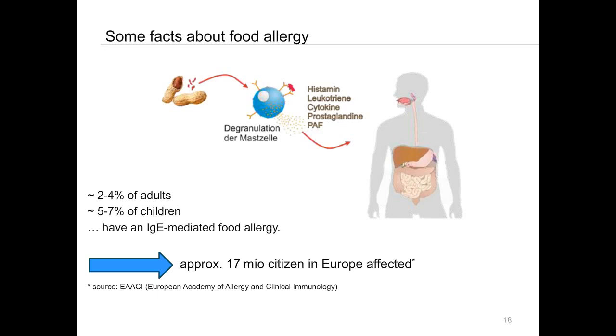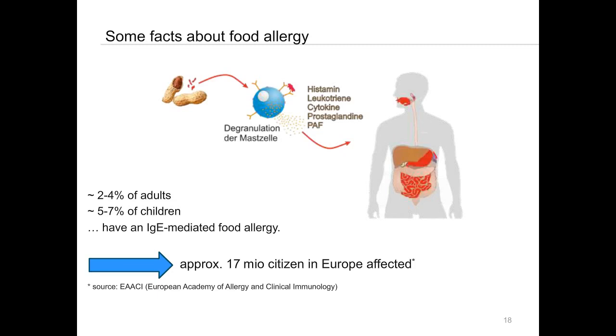And once you are sensitized against a specific food, peanut for instance, and you then take up this food again, you will see binding of the food allergen or fragments of the food allergen on the surface of mast cells to the specific IgE antibodies, and this then leads to degranulation of the mast cell, release of highly potent mediators such as histamines, leukotrienes, prostaglandins, and others. And these mediators then lead to the allergic symptoms.